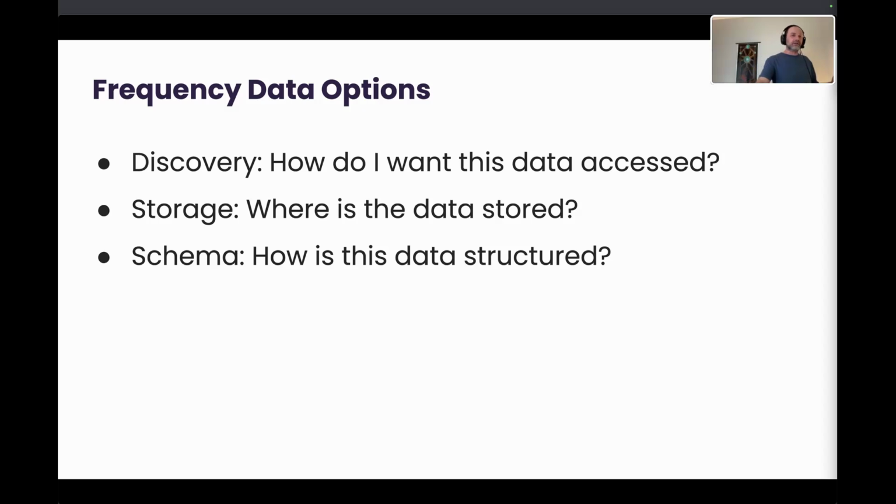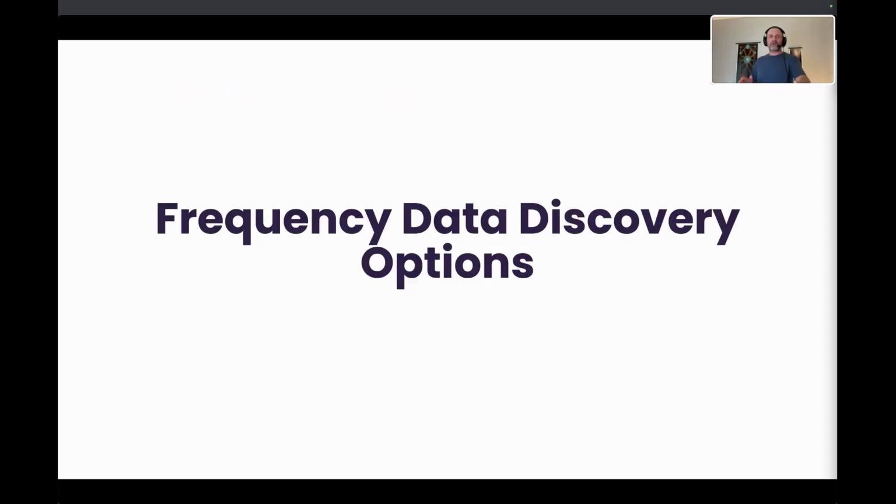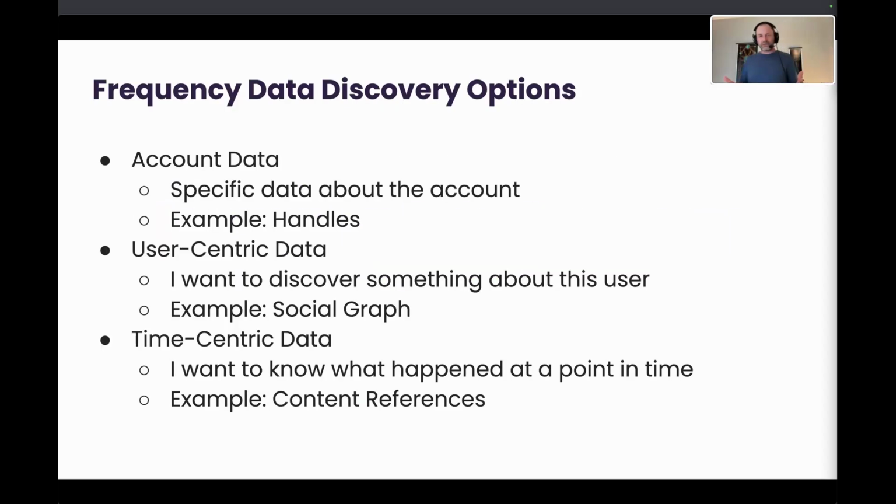So first, let's dig in a little bit more into discovery. And again, we've already talked about this list, but to reiterate, we have account data, which is the specific data about the account that's specified by the chain itself. A great example of this is handles. Then we have your user-centric data, right? We went through that last time. I want to discover something about this user. That's the social graph. That's some keys that are associated with the user.